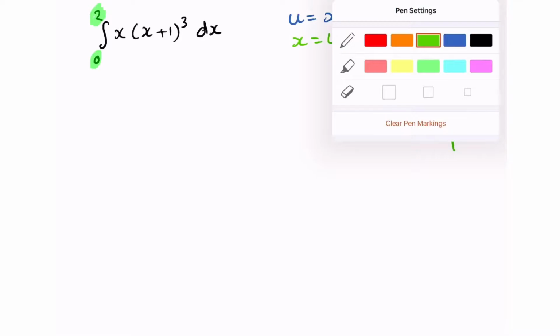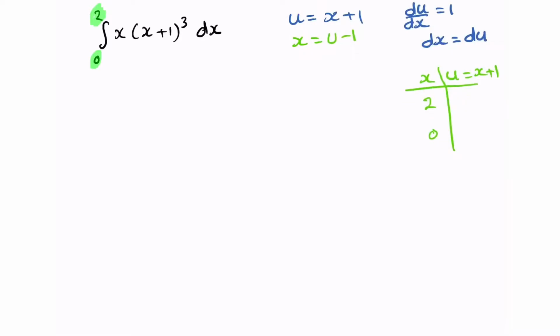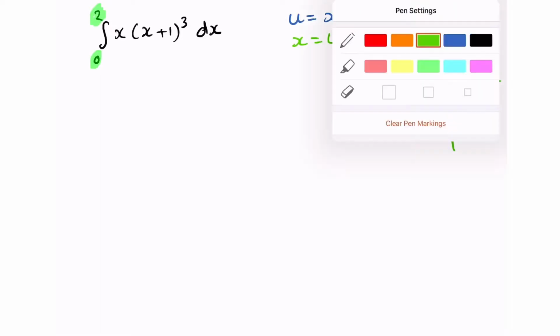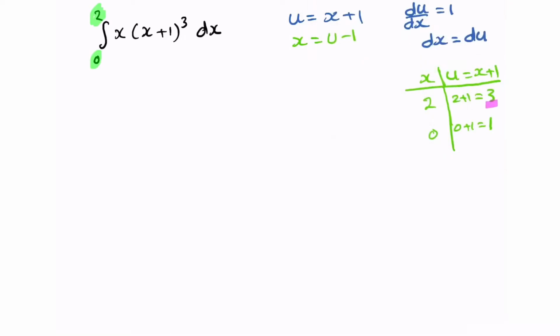I'll explain this in case anyone struggles with it. So u equals 2 plus 1, which is 3. And when x is 0, then 0 plus 1, which is 1. So these are the values of u, the limits for u. Okay?